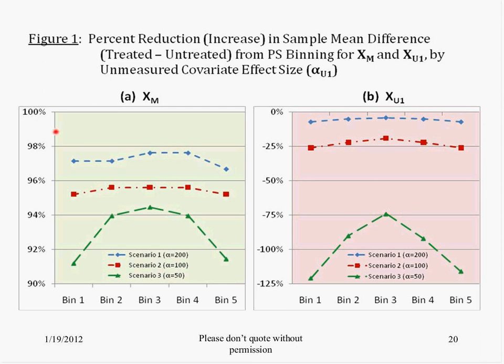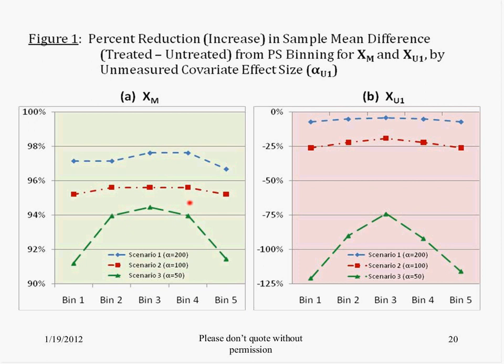Also notice that the y-axis between these two graphs is different, where XM is a positive number representing a percent reduction, and XU represents an increase in the imbalance in 1B. So the thing that we can see from here is that when unmeasured factors explain a lot more of the variation in treatment choice, it's easier to balance XM.